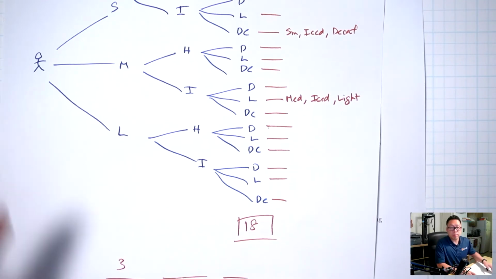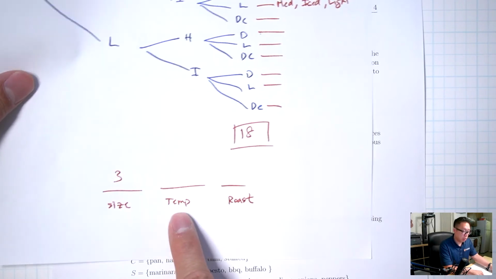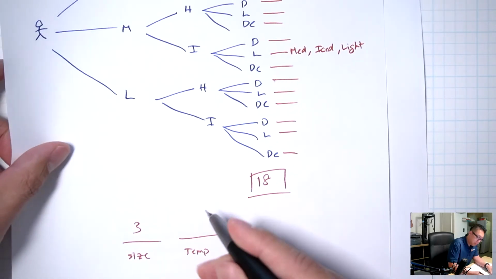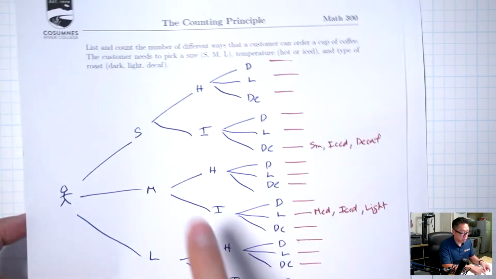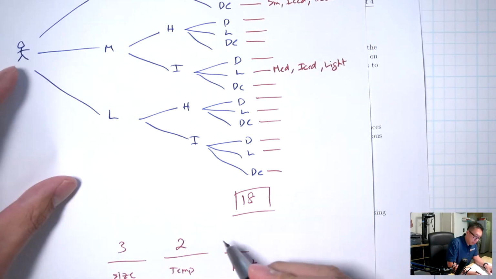For temperature, how many options do we have for choosing temperature? Hot, iced, 2 options. For roast, we could choose dark, light, or decaf. So for roast, we had 3 options.